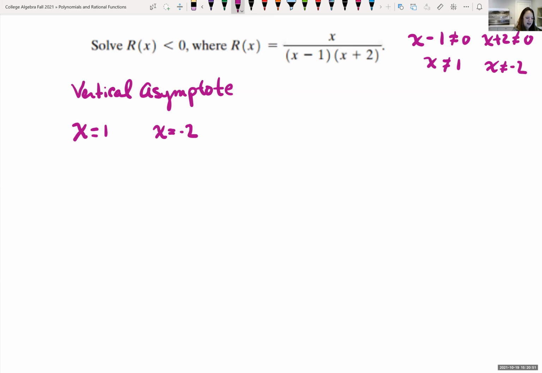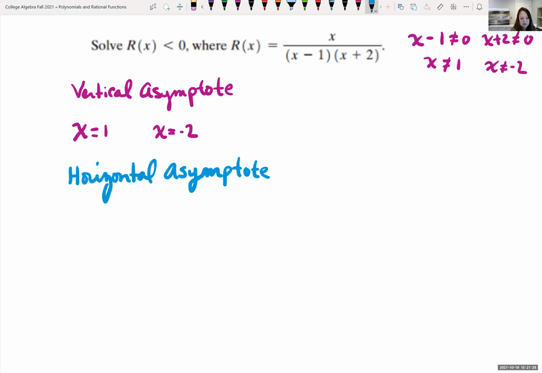Looking at horizontal asymptotes, remember that they depend on the degree of the numerator and the degree of the denominator. It depends on whether the degree of the numerator or denominator was larger, or if they were the same. There were 3 different case scenarios. If the degree of the denominator is larger, it goes off to y equals 0, the x-axis. You're going to have a horizontal asymptote at y equals 0.